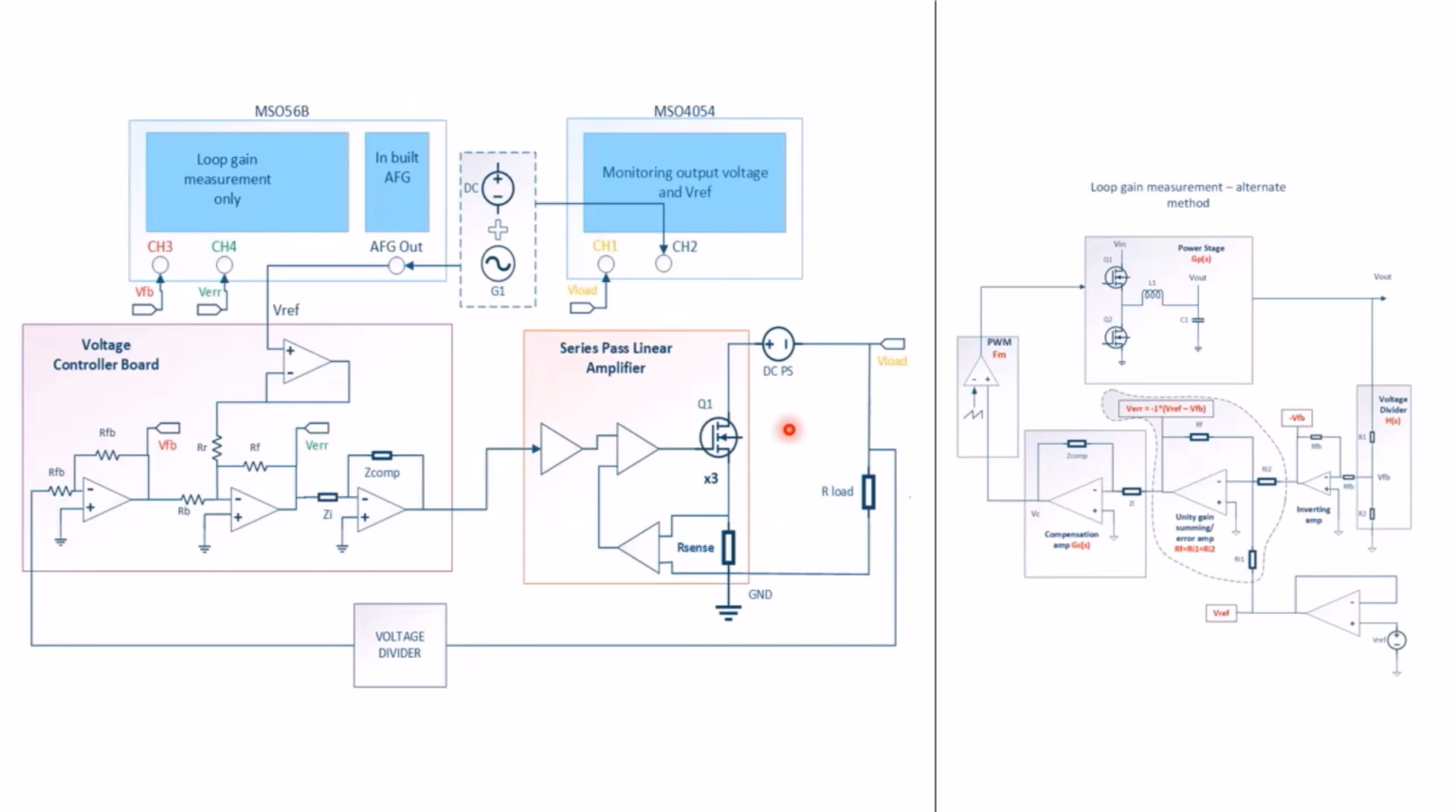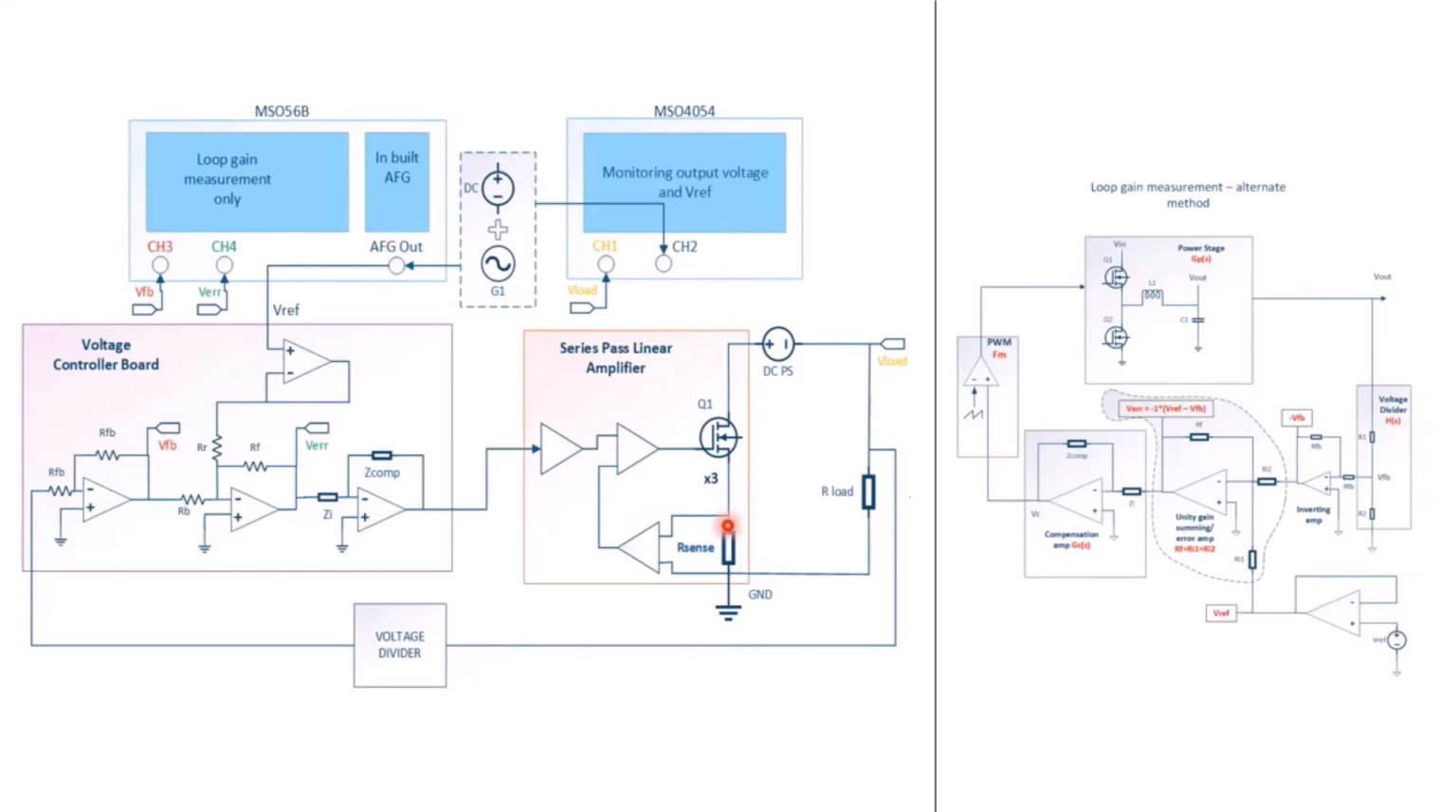In this system, I'm regulating the output voltage on the resistive load through a linear pass amplifier, which is being fed by a DC power supply. This linear pass amplifier is basically a transconductance amplifier. It has three MOSFETs in parallel, and I have an active current sense for each of the MOSFETs.